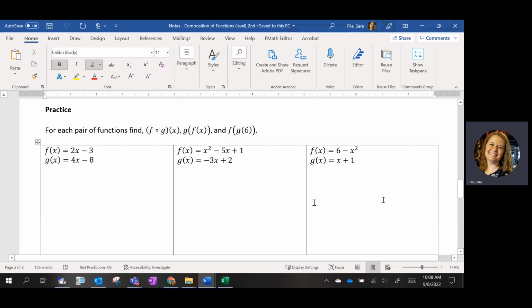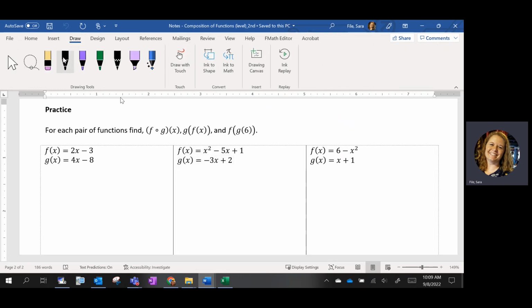So then on the back, you were asked to try these 3 practice problems where you were doing the same process. So I'm going to label this as part A, part B, and part C. I'm going to do A, B, and C for each of these problems. Remember, there's different ways to write a composition.